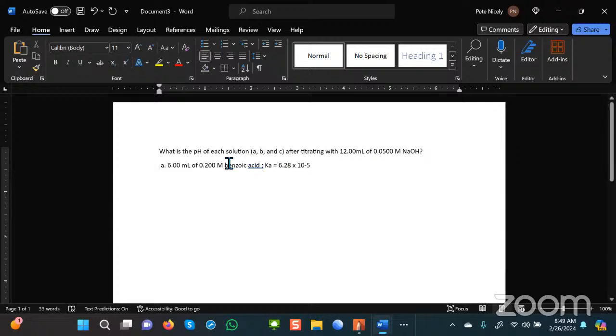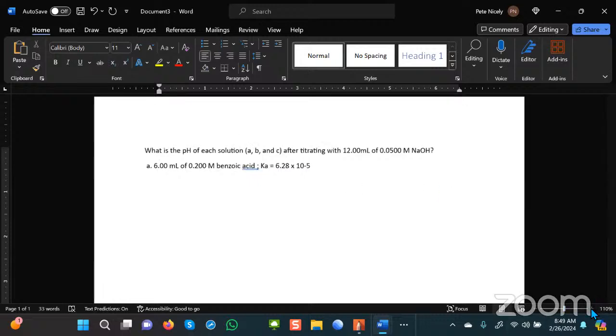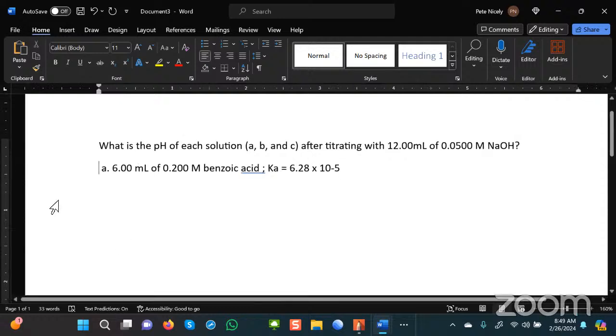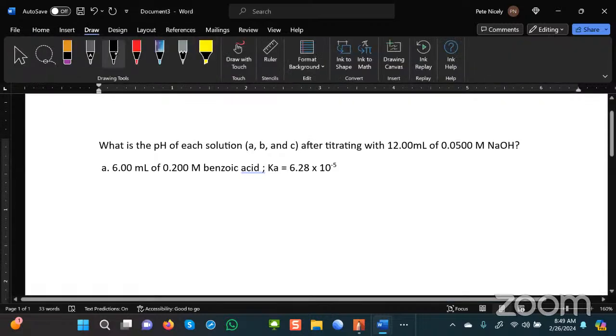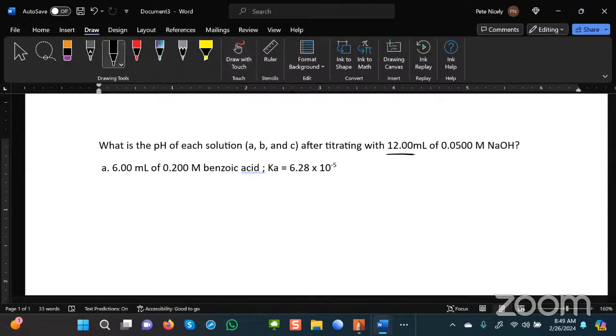Okay. So it says, what is the pH of each solution, A, B, and C, after titrating with 12.00 mL of 0.0500 M sodium hydroxide, and you're adding, in the case of A, 6.00 mL of 0.20 M benzoic acid, and it gives you the Ka for the acid, which is 6.28 times 10 to the minus 5. Okay, so the first thing I would do is find the number of moles of each of them, right? So in the case of the sodium hydroxide, I'd find the number of moles.